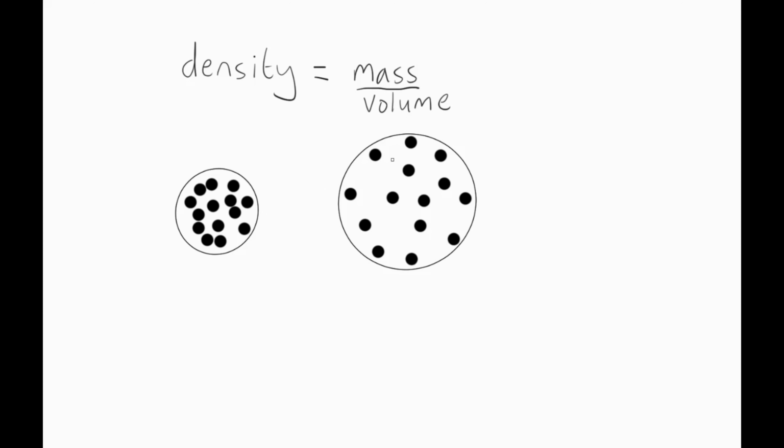So something was heated, its volume is increased. Well, if the volume has increased, but the mass hasn't changed, what would have happened to the density? So we've got the mass, we're now dividing it by a larger number. That means the density has decreased. So when something is heated, its density decreases.